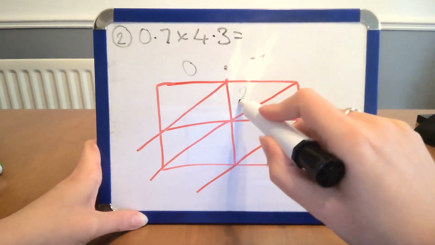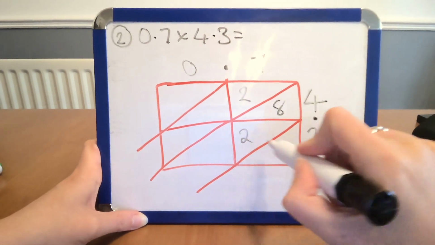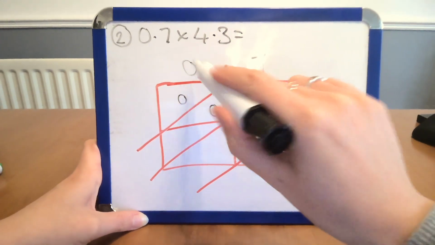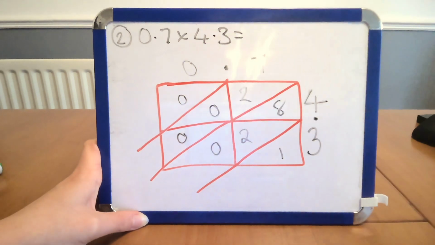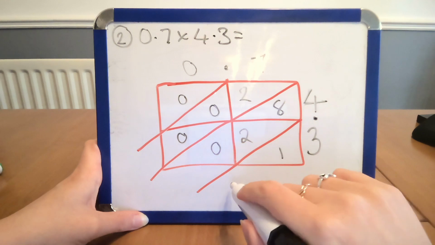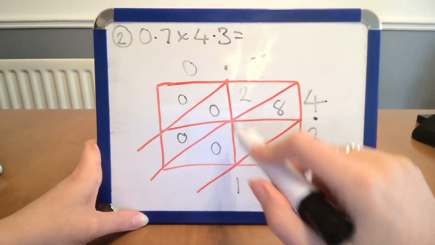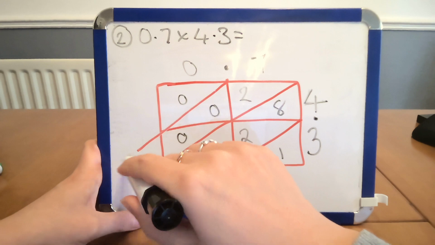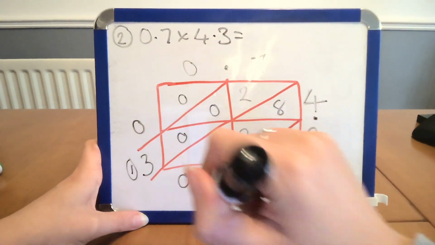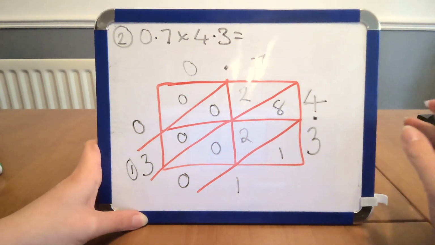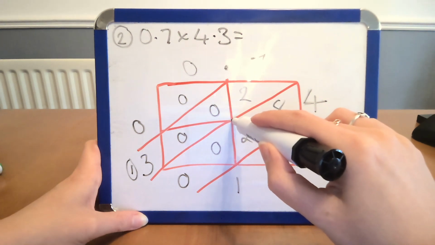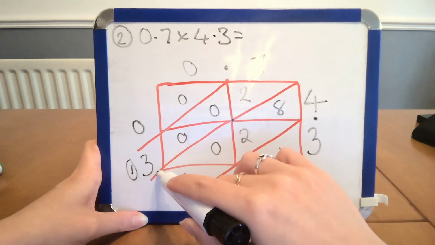So 7 times 4 is 28. 7 times 3 is 21. Obviously over here, 0 times 4 is going to be 0. 0 times 3 is going to be 0. I then add up my diagonals. So starting here, 1 here, 8 plus 2 is 10. 2 plus nothing plus 1 is 3, and then 0 here. Now using the same method as before, my decimal points meet up here. They travel down this line and end up here.